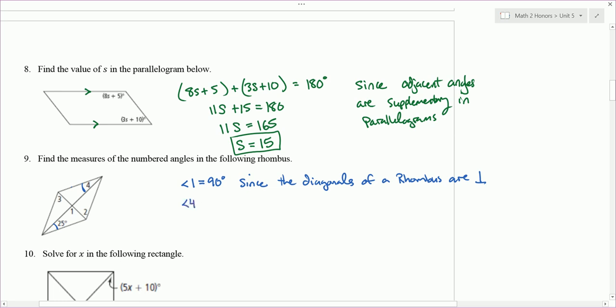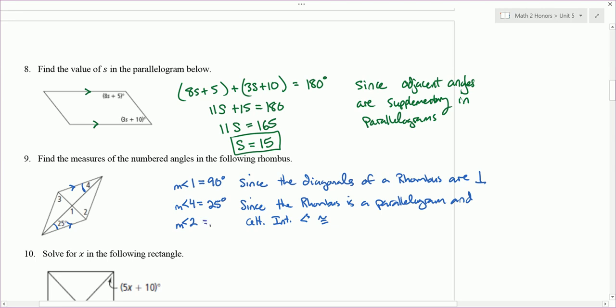So angle 4 is 25 degrees, since the rhombus is a parallelogram, and alternate interior angles are congruent. So we have angle 1 and 4 taken care of. We also know that angle 2 and angle 3 are congruent for the same reasons. That the measure of angle 2 is equal to the measure of angle 3.